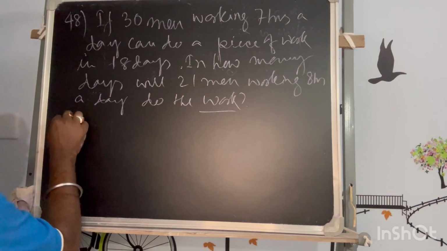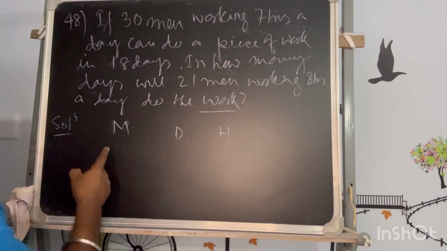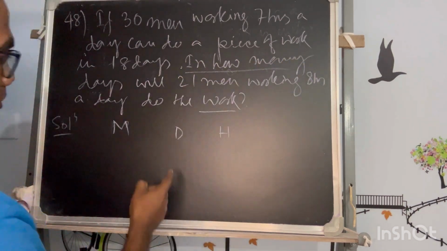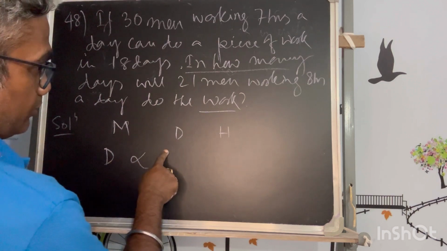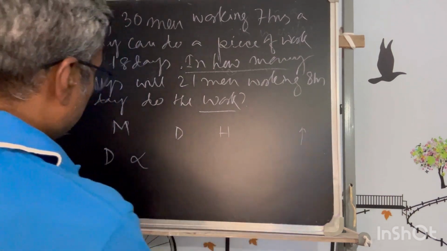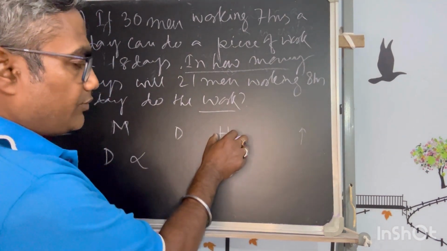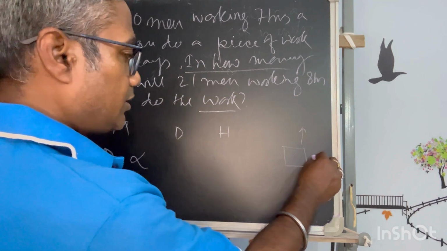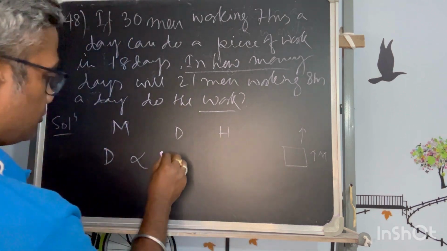So what are your variables here? The first thing is the number of men, number of days, number of hours. As we need to find how many days 21 men will work, days is varying. So how will days vary with manpower, directly or indirectly? If we increase the men, what would happen? If the hours per day are fixed and I have to finish a particular job, and the engagement of men is increasing, then definitely the number of days will reduce.